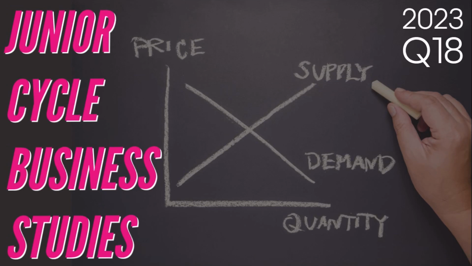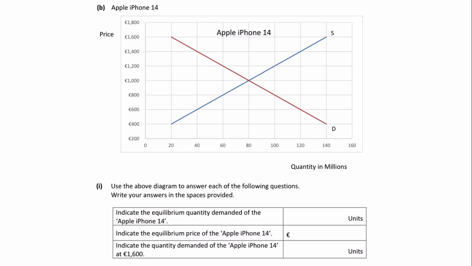In this video, we're going to be taking a look at the supply and demand curve in the 2023 question 18 for the Junior Cycle Business Studies. It was part of a long question, and here we have a diagram which shows the supply and demand curves for Apple iPhone 14.